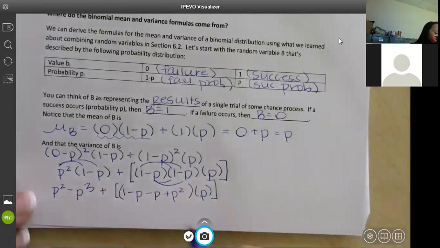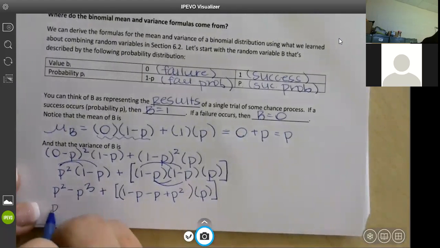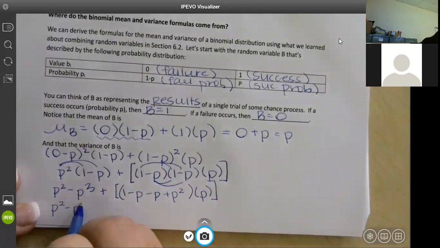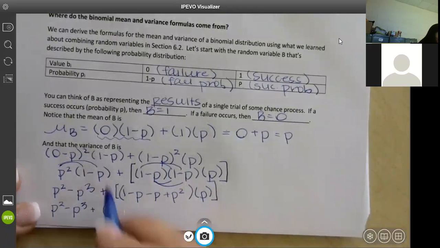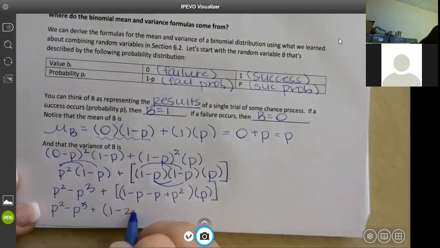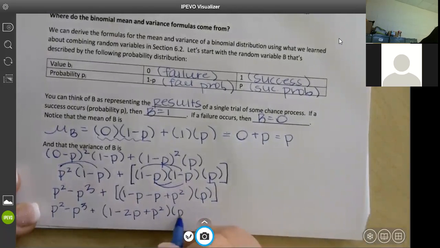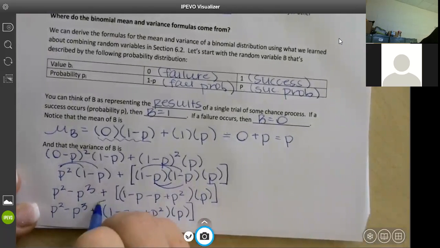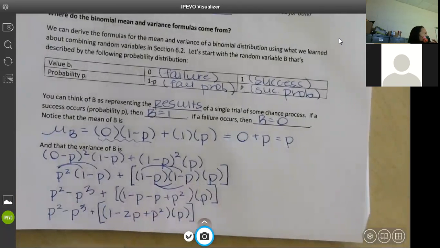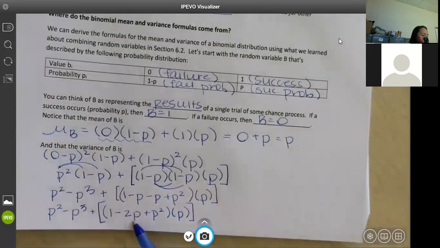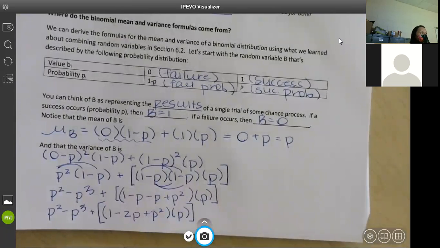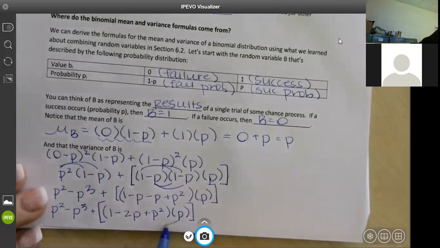I'm going to clean it up, and then I'll distribute that P. So this doesn't change. 1 minus 2P plus P squared times P. Is everybody okay with that part? Negative P plus negative P is negative 2P. You're going to distribute again. So I'm going to distribute this P in.